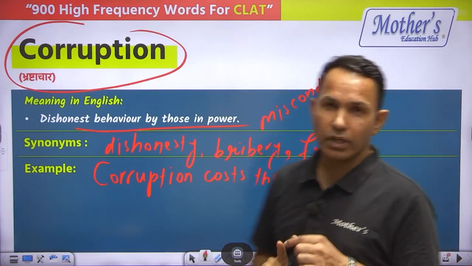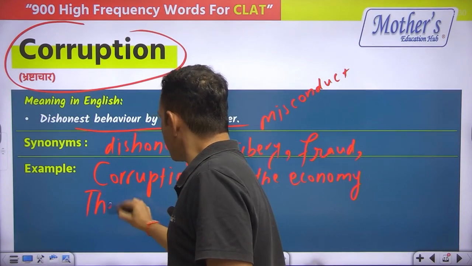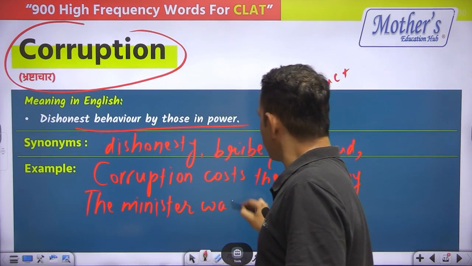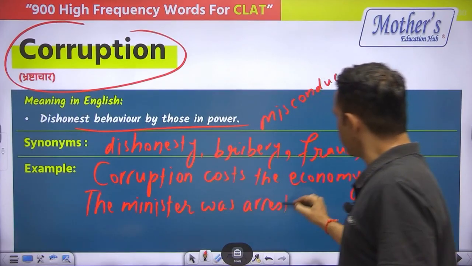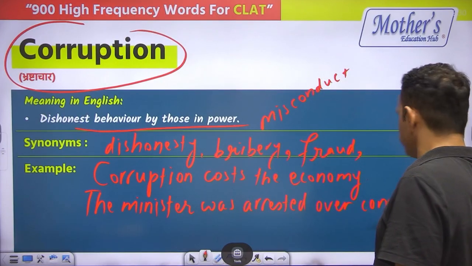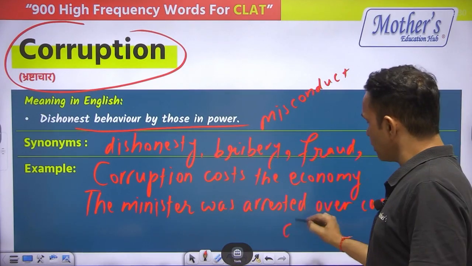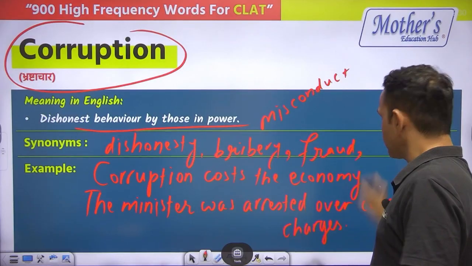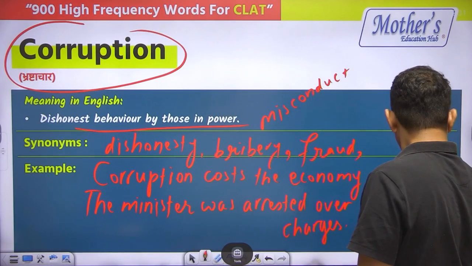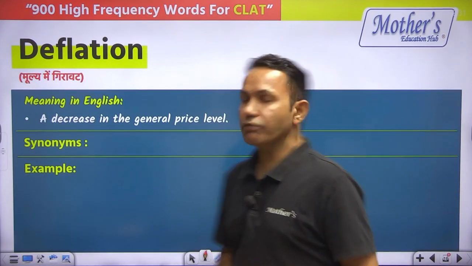The minister was arrested over corruption charges. Okay, so that was the word corruption, a commonly used word. We all are familiar with the word corruption in India. Our next word is deflation.